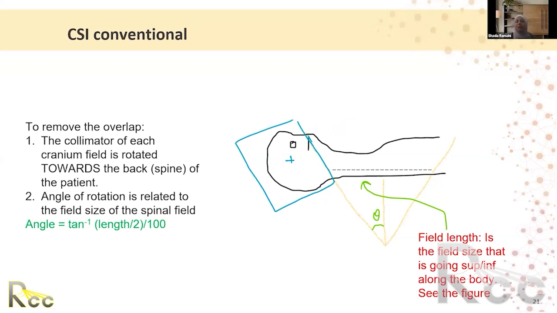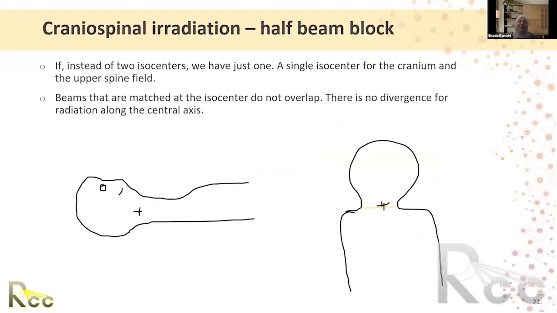Too many rotations. What happens if someone rotates on the other side? Then you have a big problem. And so the idea of a single isocenter, or sometimes people call it half beam block. I think I heard one of the colleagues last week say, we use half beam block. So either a single isocenter or half beam block means that the use of a common center will remove the issue of divergence. And this is the physics of radiation. The radiation diverges everywhere, except on the central axis.